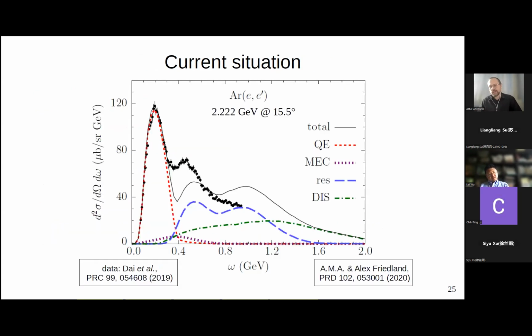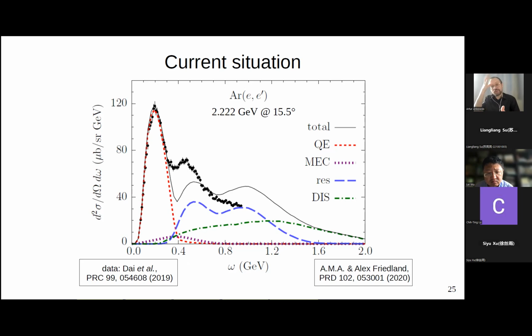That was one of the topics of the paper that I recently wrote with Alex Friedland. In this paper, we compared to electron scattering data for various targets. We used the Monte Carlo simulation called GENIE, which is the most commonly used Monte Carlo generator in the neutrino community.